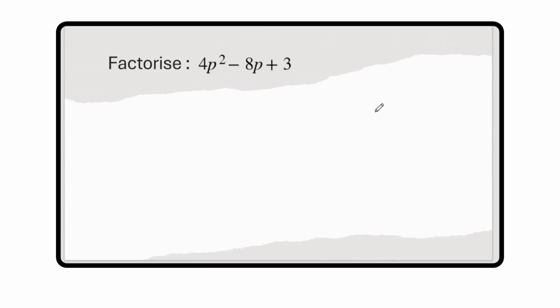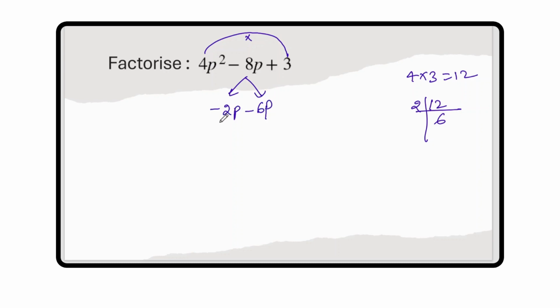4p square minus 8p plus 3. So the coefficient of p square is 4 and you will multiply it with 3. So you will get 12. Okay, 4 into 3, that is 12. Now you have to split 12 in such a way that you get minus 8p in the middle. So how will you split? 12, you will go 2 6. So 2 and 6, that means minus 8p can be written as minus 2p minus 6p. See, sum will give minus 8p and the product will give us plus 12. Okay, so it is correct.